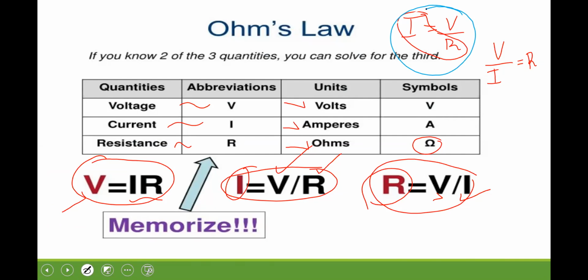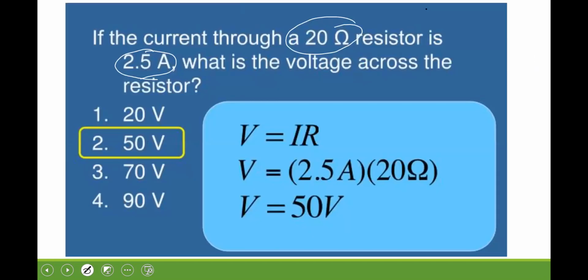Because I told you these three formulas are a derivation of the first one, I can say V is I times R. Since V is I times R, I have I, which is 2.5 ampere, and I have R, which is 20 ohm. So 2.5 times 20 will be 50 volts. So what is the voltage across the resistor? It will be 50 volts.